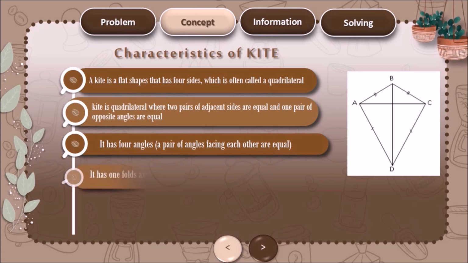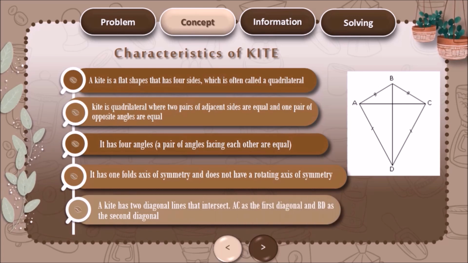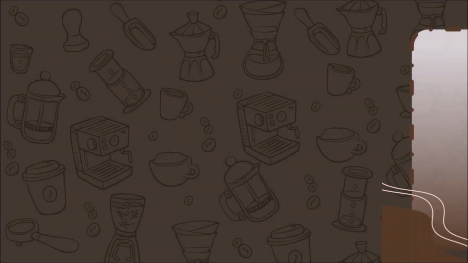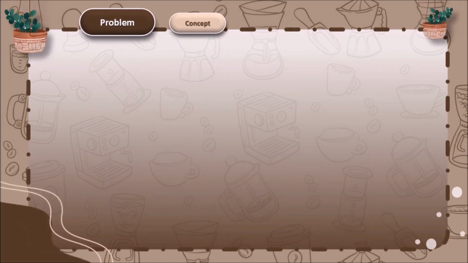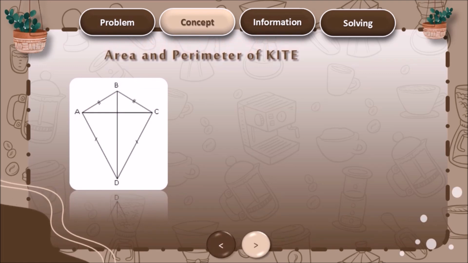Fourth, it has 1 fold axis of symmetry and does not have a rotating axis of symmetry. And the last, the kite has 2 diagonal lines that intersect each other. We can call the line AC the first diagonal and BD the second diagonal. After knowing the characteristics of a kite, we also need to know the area and perimeter formulas of a kite.